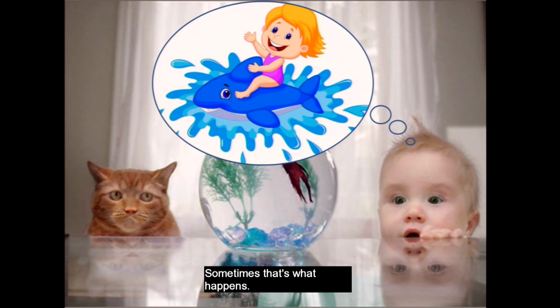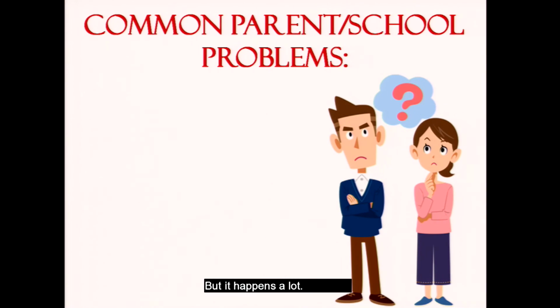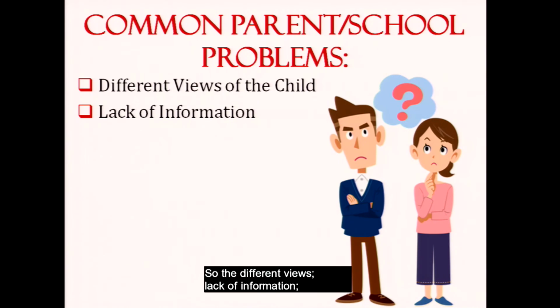Sometimes that's what happens. Your view of your child is completely off base with the view that the school has. You need to come to agreement if that's the situation, but it happens a lot. So the different views, lack of information.